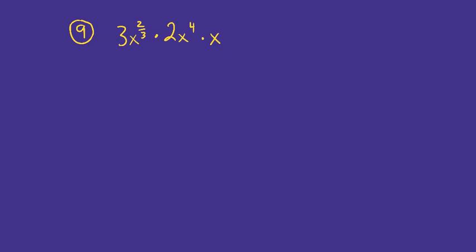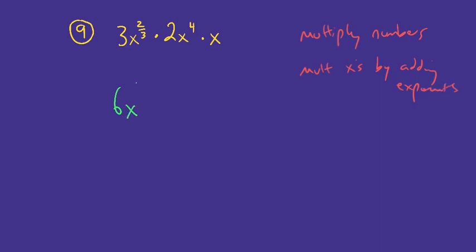Number 9, 3x to the 2/3 times 2x to the 4th times x. Here we're going to multiply the numbers. So 3 times 2. And then we're going to multiply the x's by adding the exponents. So I'll put x, and we've got 2/3 plus 4 plus, here we've got an invisible exponent on that x, the 1. So adding all those exponents.